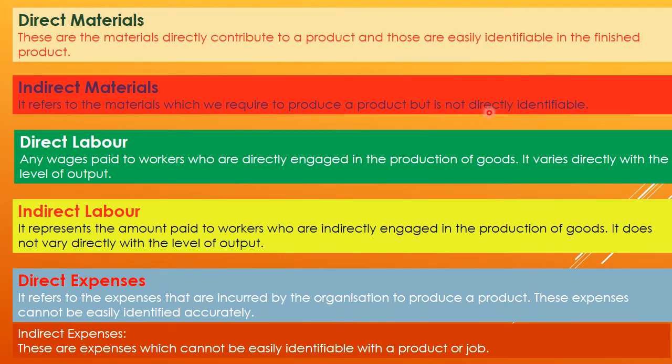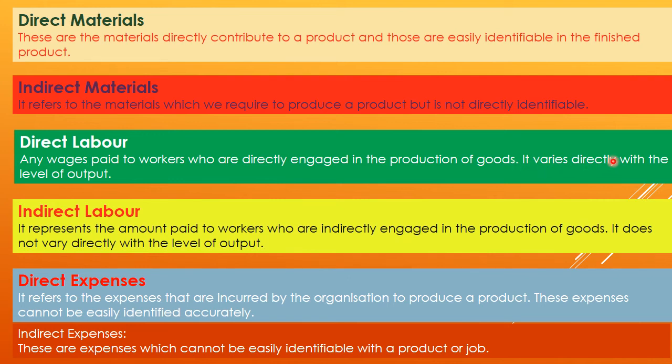Direct labor. Any wages paid to workers who are directly engaged in the production of goods. The workers who convert the raw material into a finished product, they are directly engaged in that production of goods. For example, in the timber, in that furniture industry, the carpenters who work on this timber to convert that to the furniture, the wages paid to these carpenters are the direct labor, and that varies directly with the level of output.